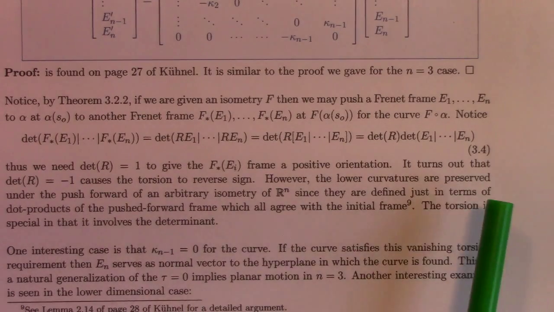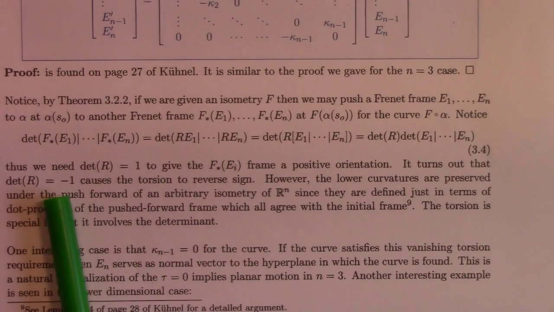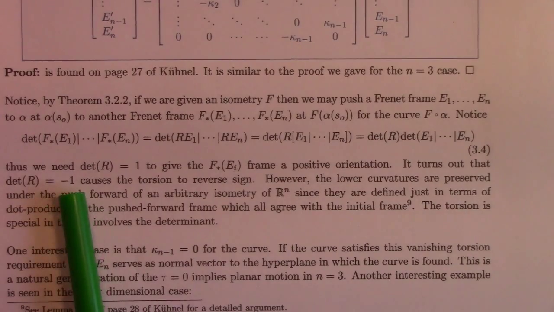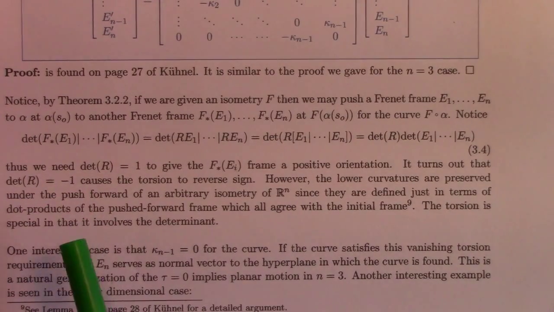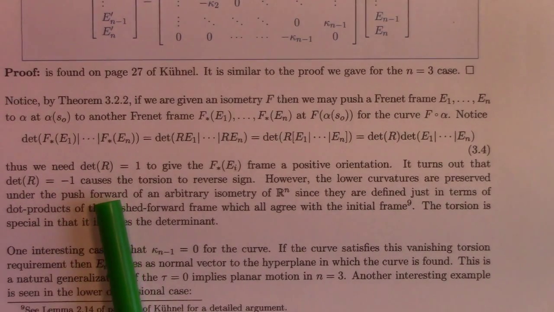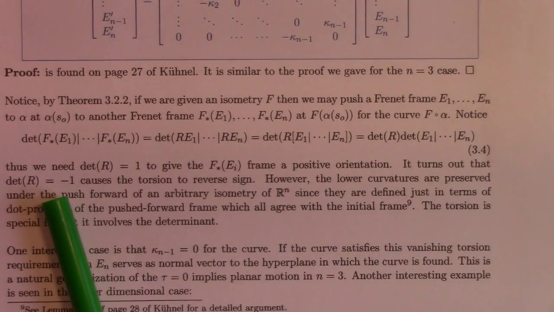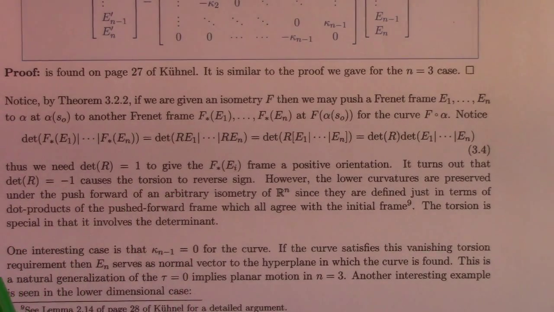So there you go. On the other hand, if r was a rotoreflection, or a reflection, if you like, the determinant of r would be -1, and that would cause the torsion to actually reverse sign.